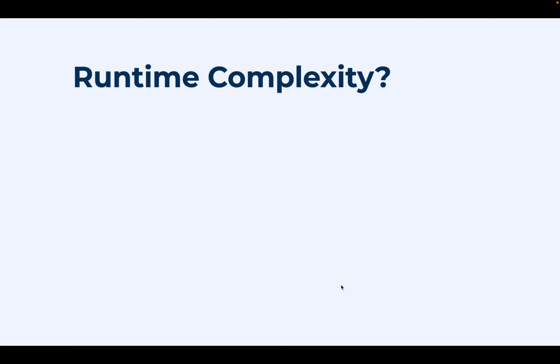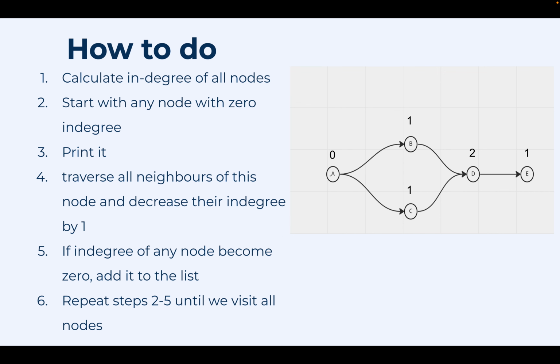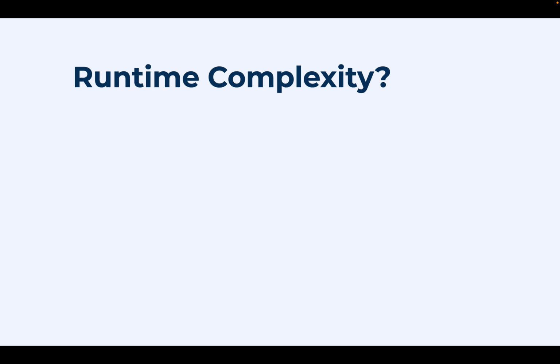Runtime complexity. Let's visit the algorithm again. If we look clearly into the algorithm, we will find that we are visiting each node and each edge only one time. So, by this analysis, we can say that the runtime complexity of this algorithm will be O of V plus E.